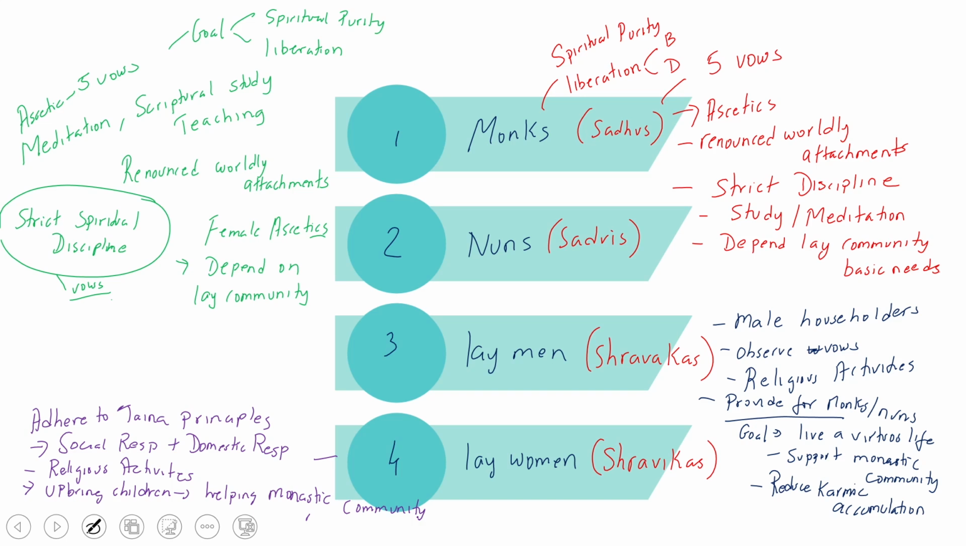So, supporting the monastic community was through alms as well as sometimes assisting, going out, helping out, etc. And the aim for them was similar to that of the Shravakas, that is, live a virtuous life, support the monastic community, and therefore make a path towards spiritual liberation. Okay, so this was in a gist the fourfold classification of the Jaina community.